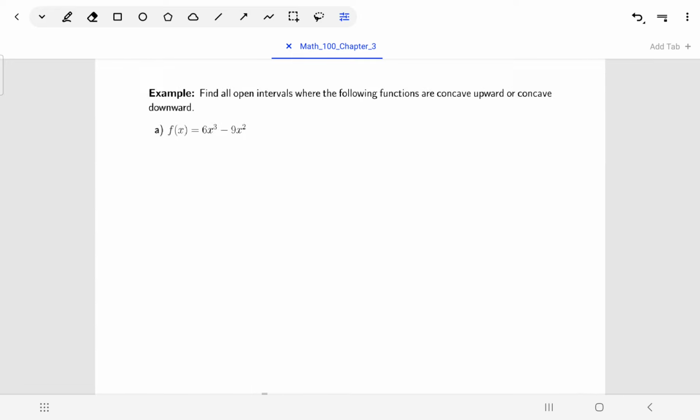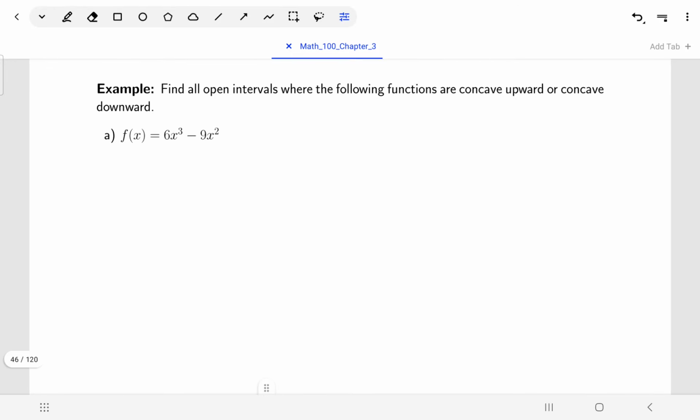Okay, so we've got a function, and we want to know where this function is concave up or concave down. We're going to start off by first finding our derivatives. So the first derivative for this function, I have 6x cubed minus 9x squared. Finding my derivative, I have 18x squared minus 18x, just using my power rule.